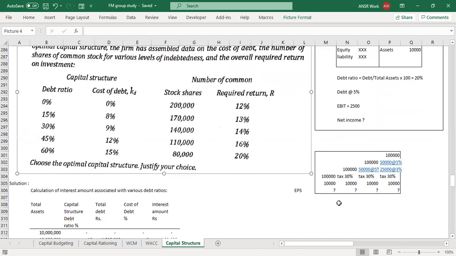Net income is 1 lakh. Yes, 1 lakh by 10,000. Perfect. That comes to 10 rupees. That's clear to everybody, no? Pretty simple. Now, same information, one additional piece of information. 1 lakh is your profit before tax. Tax is 30%. Your number of shares is 10,000. What is the EPS?